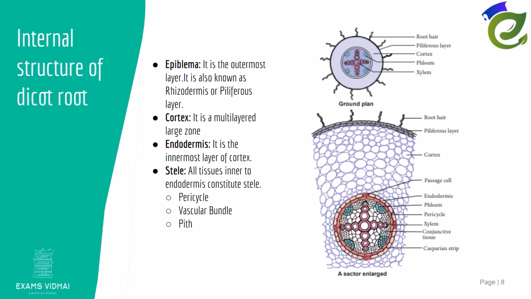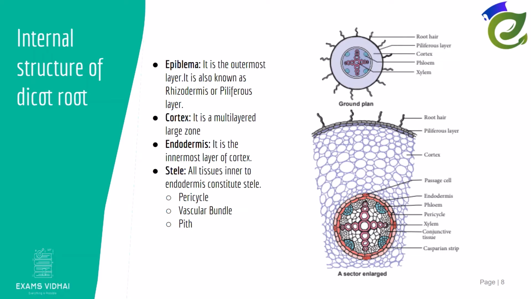Here the cuticle and stomata are absent. Then it has unicellular root hairs which help in absorption of water and minerals. Then the next layer is the cortex. It is a multi-layered large zone made of thin-walled parenchyma cells with some intercellular spaces. It stores food and water.